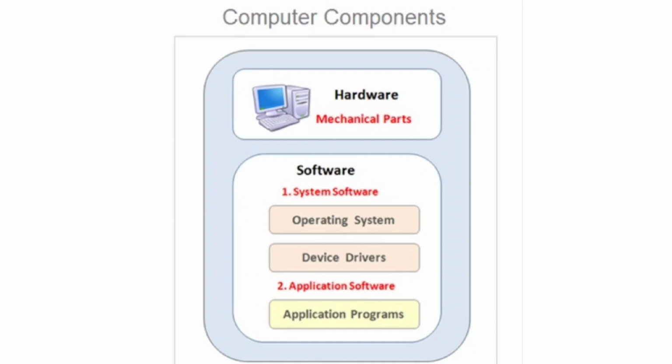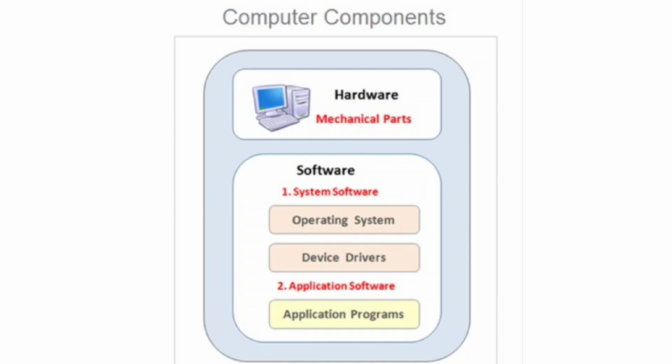That software consists of two parts. One is system software, another one is application software. For system software, we can utilize the operating system as well as device drivers. And then application software is all the applications you are using right now on mobile phones, laptops or other desktops.